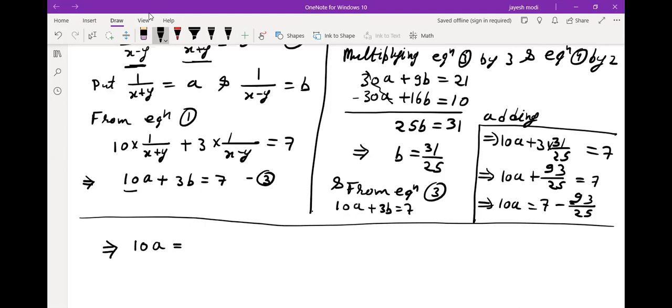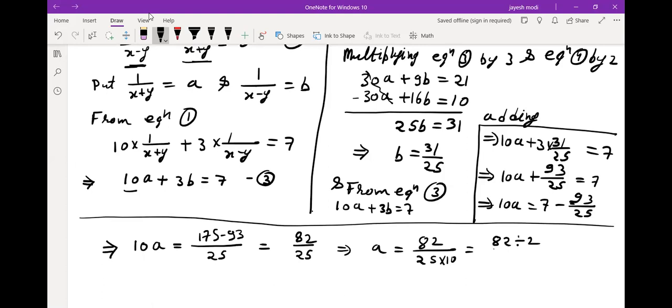93. So 10 equals, when we take LCM, 25. 25 sevens are 175 minus 93. Okay. 175 minus 93, 82. So A equals 82, as it is over 10, so 10 goes to the denominator. So again it will be cancelled out by 2. So it is 41 upon 25 times 5 is 125. This is the value of A, but we have to find the value of X and Y.